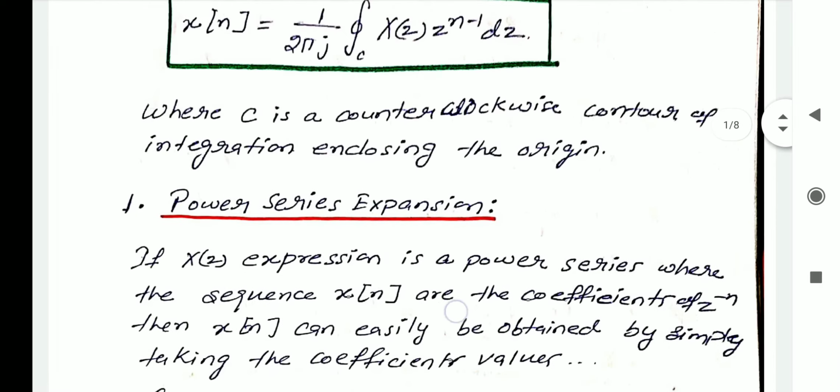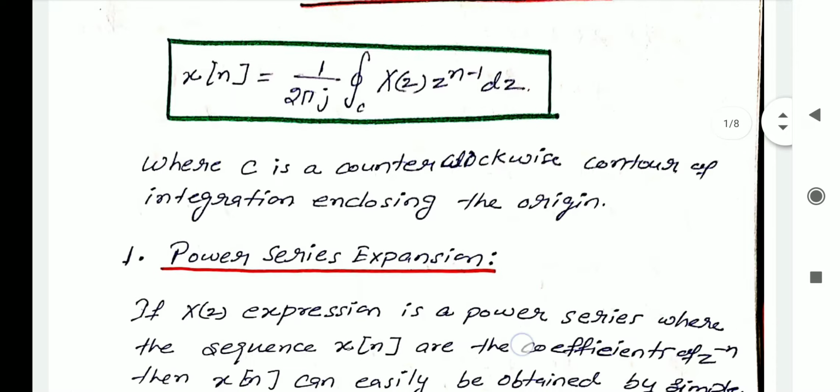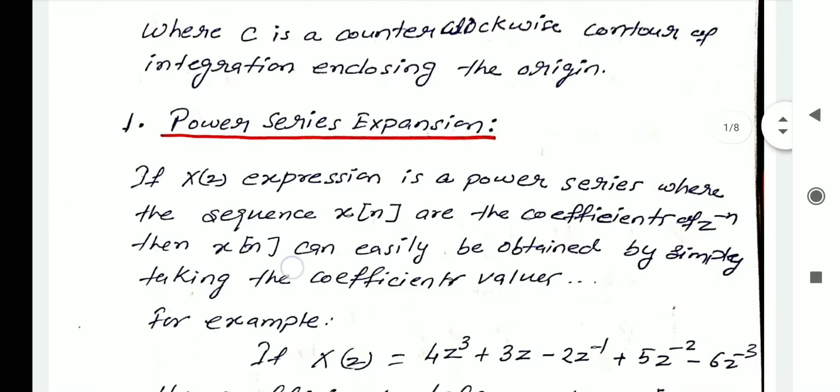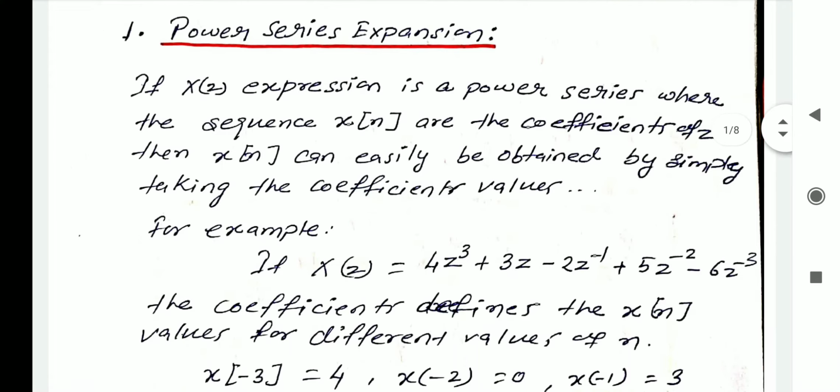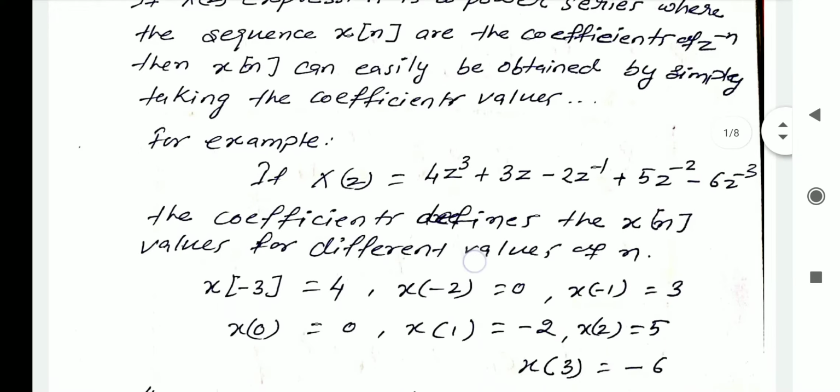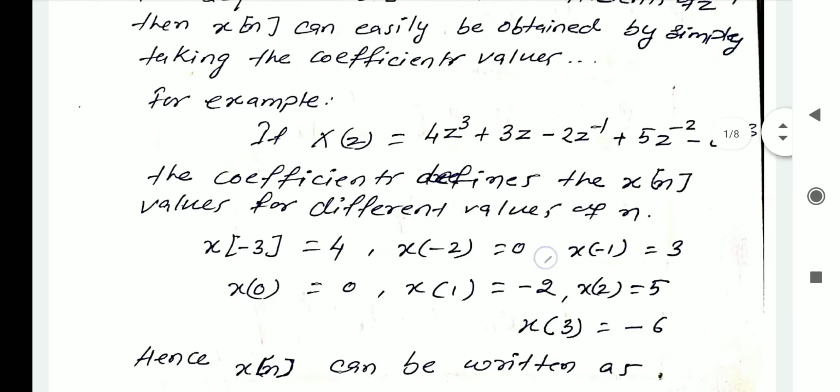Now there are different methods of obtaining the inverse Z transform. The first method is if x of z is an expression where we have different coefficients of the powers of z. In that case we can directly write it in the form of x of n, as we know that x of z is the summation from minus infinity to infinity of x of n z to the power minus n.